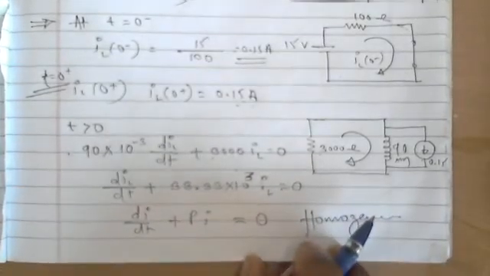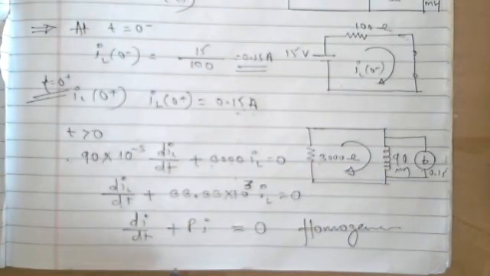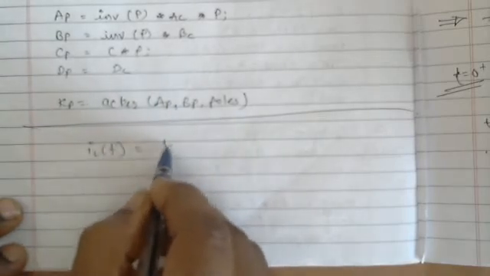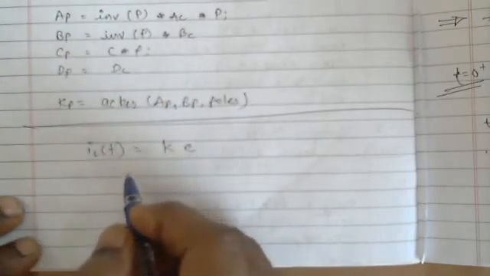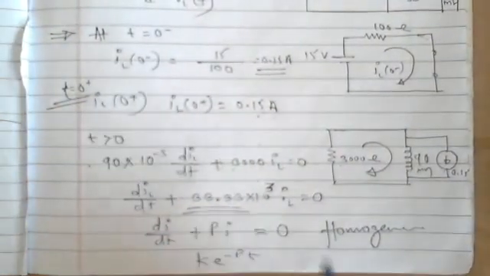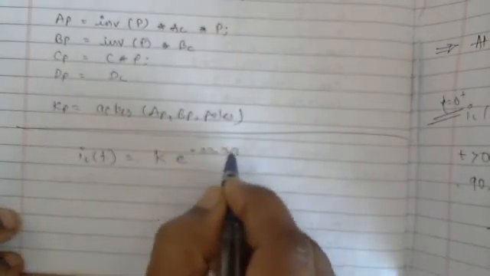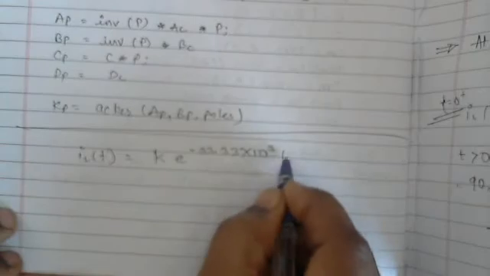And what is the solution for a homogeneous equation? The solution for a homogeneous equation is k e raised to minus pt, right? So let's write down the solution for this equation. I'll write it here only. The solution is IL of t equal to k e raised to minus p t, right? Now what is p? See here, p is nothing but this particular term. So k e raised to minus 33.33 into 10 raised to 3 t.